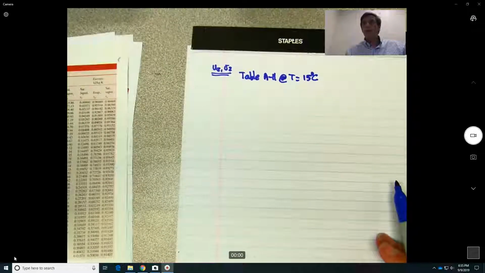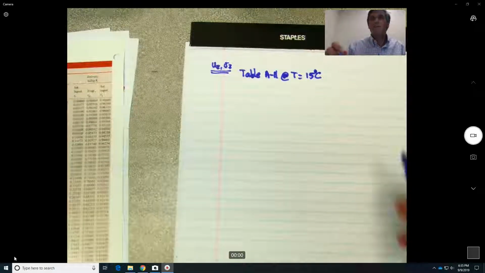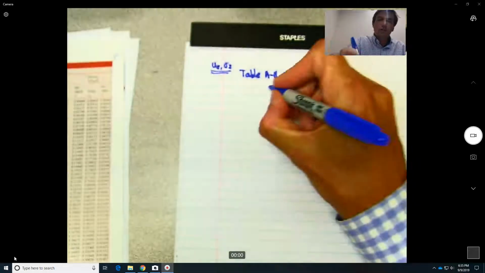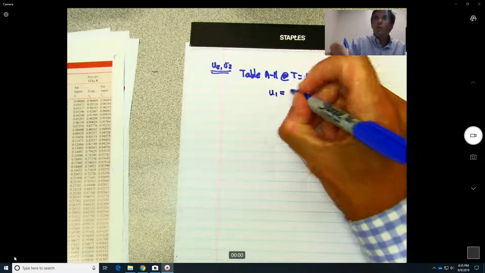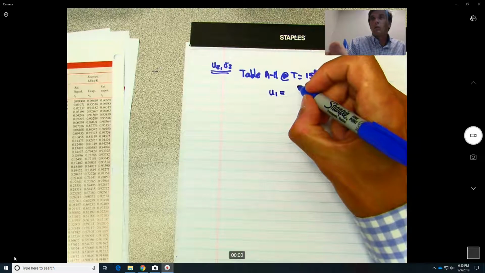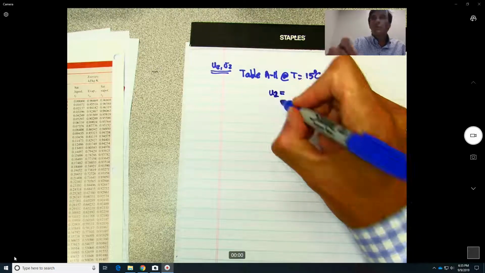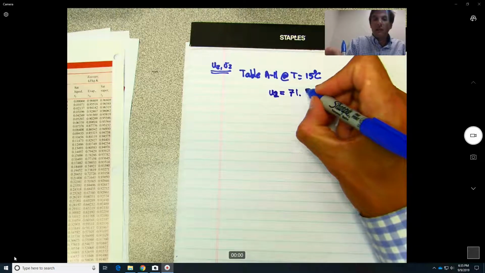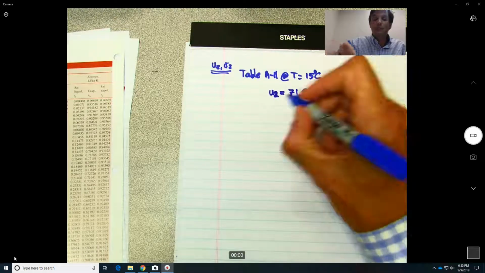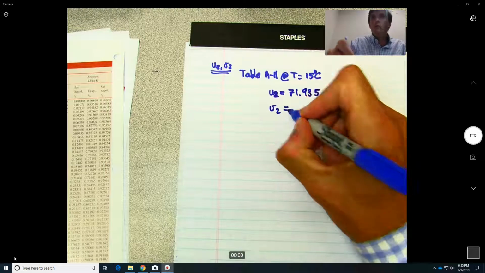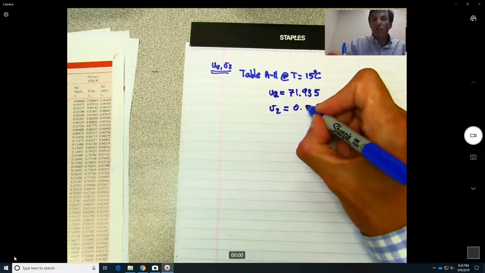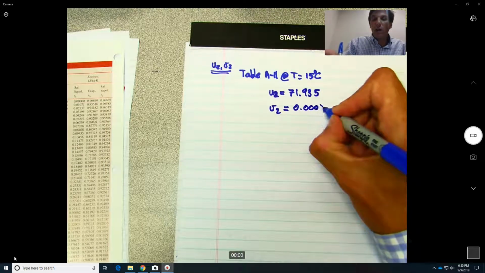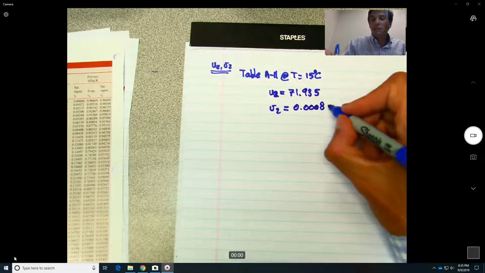what we get is that U2 will be equal to 71.935, and V2 will be equal to 0.0008041.